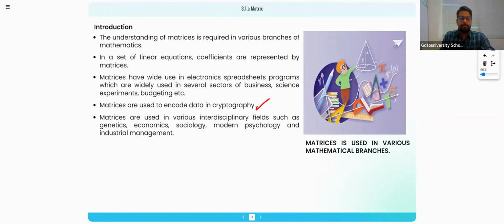Right, so this is one thing. Matrices are used in various interdisciplinary fields such as genetics, economics, sociology, modern psychology, and industrial management. Also forecasting budgets and forecasting economic activities like inflation, or even weather forecasting, and in spreadsheet programs, we are using matrices. So as I said, what is a matrix? A matrix is nothing but an arrangement of numbers or functions or data in a rectangular form, a rectangular array of numbers and functions. So that's a quick introduction to matrix. Let's go to the next part.